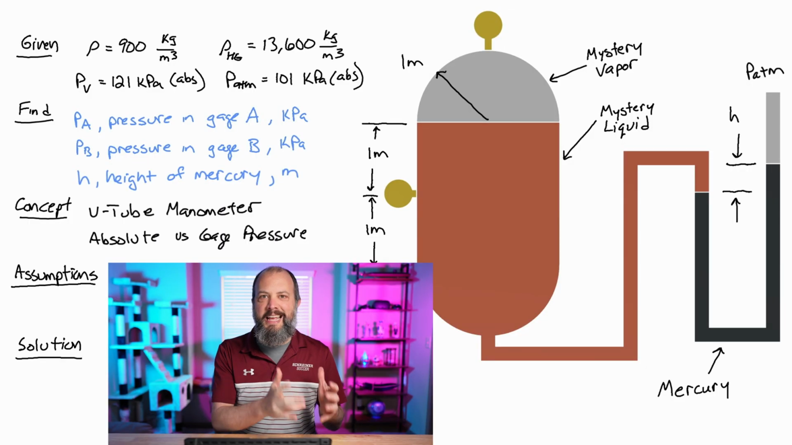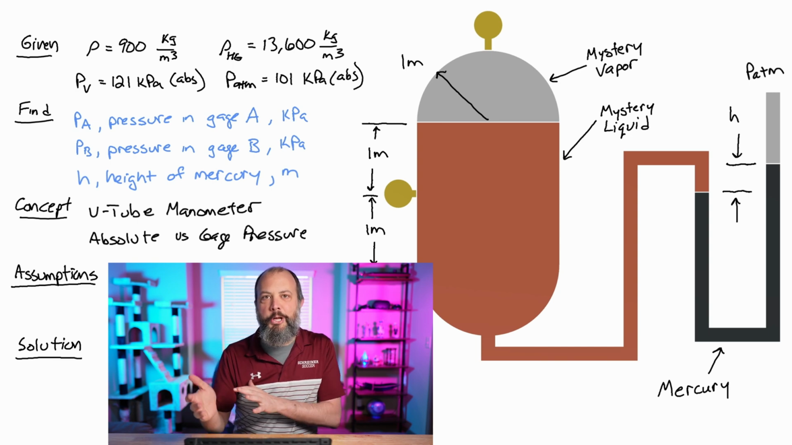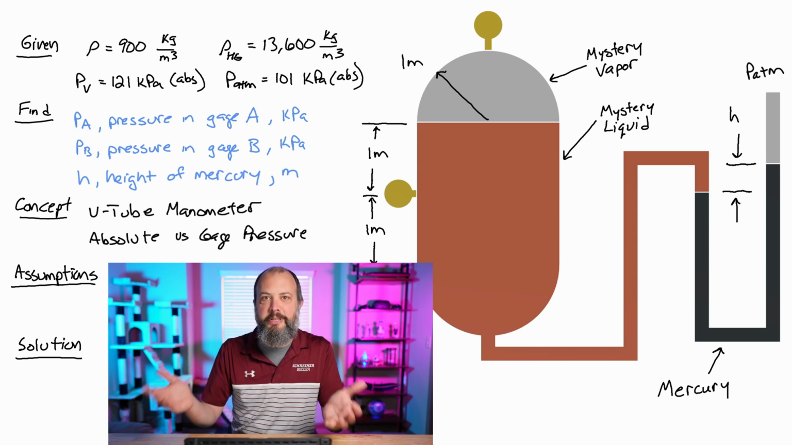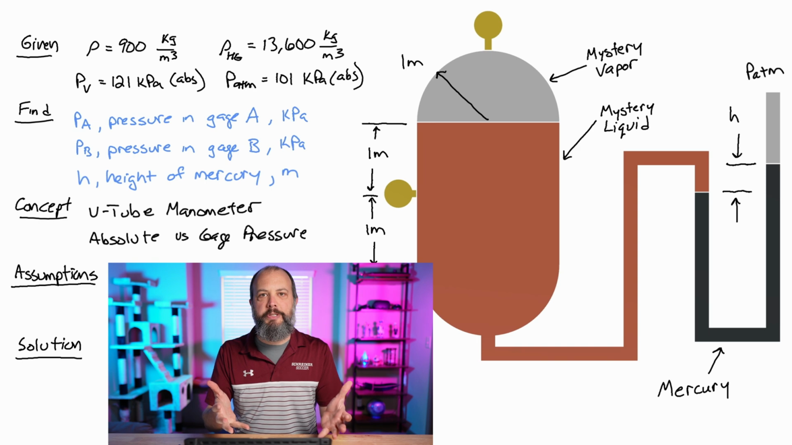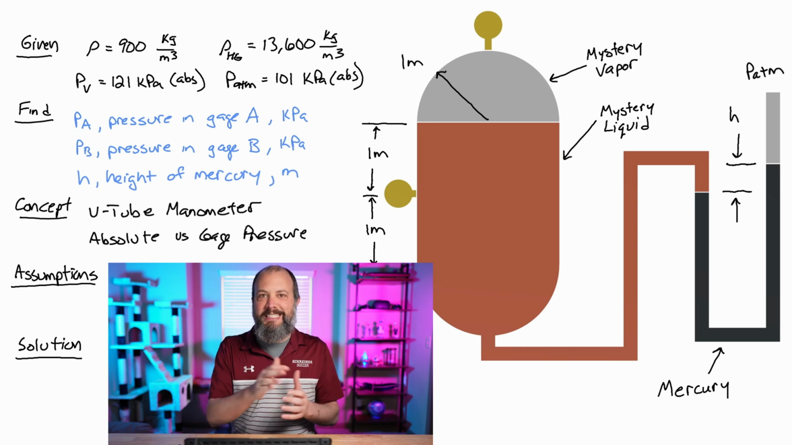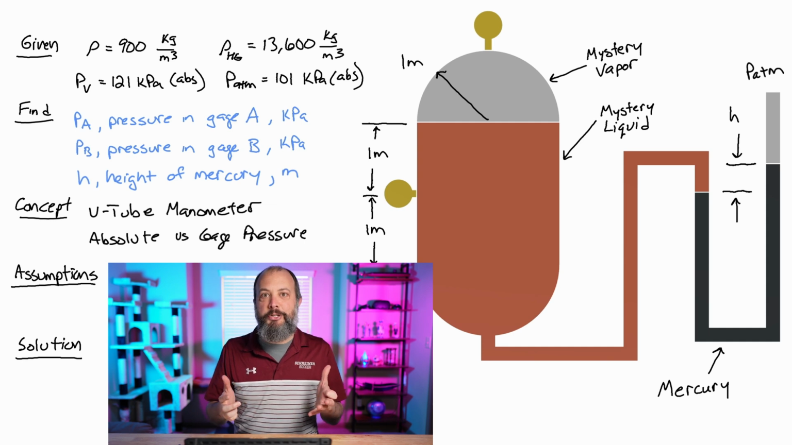This problem has a tank which contains a mystery fluid that is part liquid, part vapor. It's connected to a U-tube manometer which has mercury on the other side, which is then exposed to the atmosphere. The pressures that were given for the vapor pressure and atmospheric pressure are both absolute. This means that they are in reference to absolute zero, whereas 0 kPa absolute pressure is like outer space.